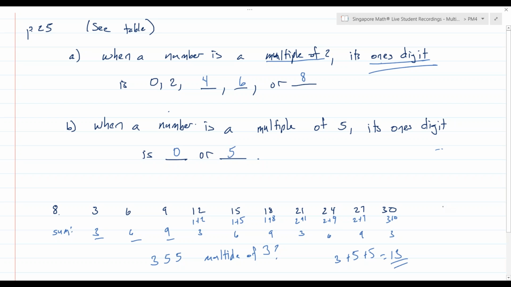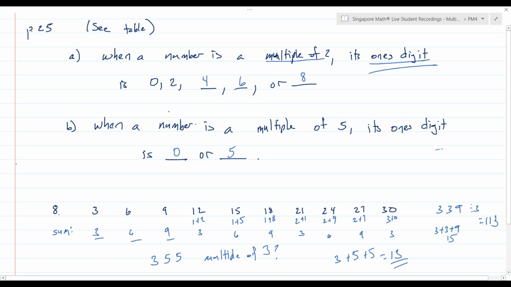Notice, by the way, if I have 339, that is a multiple of 3 because I can divide it by 3 and get 113. And if I add those digits, 3 plus 3 plus 9 is equal to 15. So the pattern is not always 3, 6, and 9. The pattern is that the sum of the digits adds to be another multiple of 3.